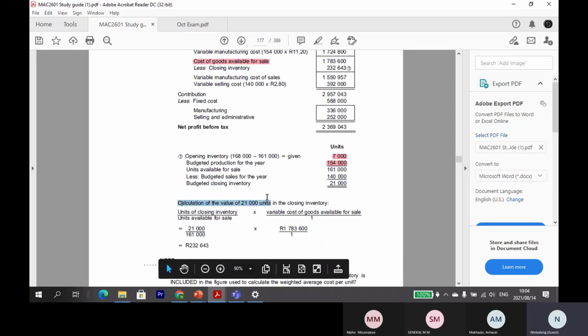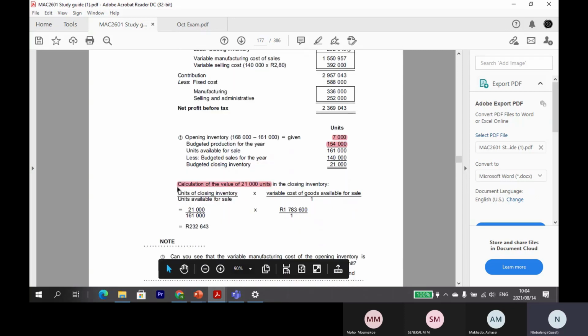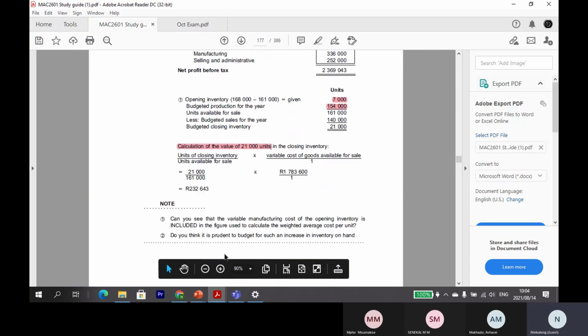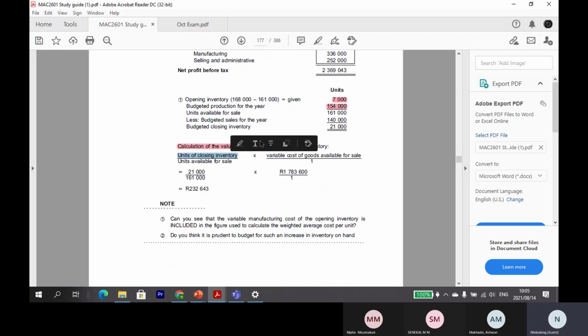So now we have to calculate the value of this 21,000. And this is how you do it under the weighted average method, I hope you guys are aware. It works out most of the time, and you will see it in the exams. You have to know how, under the weighted average method, do I value my closing inventory? So you'll take the units. It's a formula, always works out. It depends how you guys understand it, but normally it works out. You'll take the units of the closing inventory, which is the 21,000.